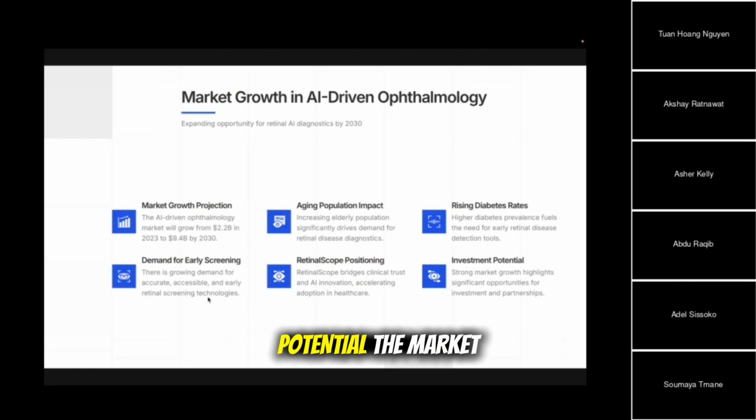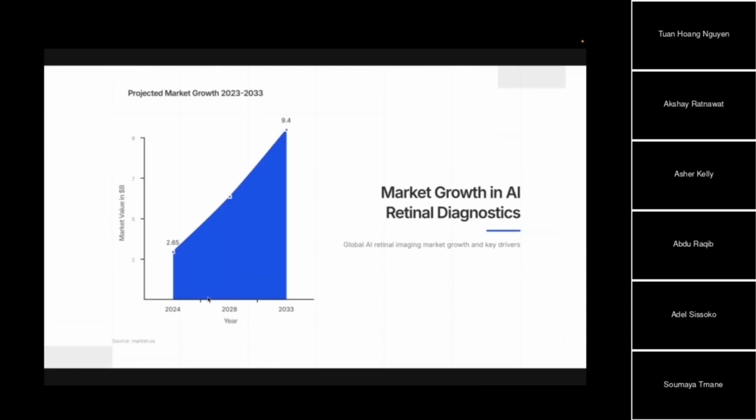So for market potential, the market for AI-driven clinical solutions is projected to grow from 2.2 billion to around 9.4 billion by 2030. With an aging population and rising rates of diabetes and other diseases, the demand for early, reliable screening tools is only going to increase. And Retinoscope positions itself at the intersection of this innovation and clinical trust, which is where adoption will truly happen. As you can see, this graph shows how it would grow nearly 3 to 4 times.